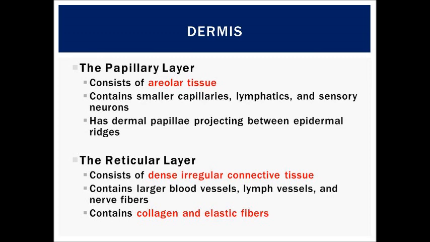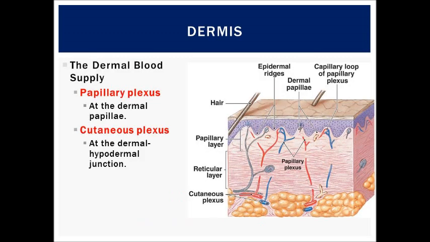For the reticular layer, it consists of dense irregular connective tissue. And everything is larger in the reticular layer, such as the blood vessels, lymph vessels, and nerve fibers, as the reticular layer is in the deep part of the dermis. Also, the reticular layer contains collagen and elastic fibers. For blood supply, the dermis has a papillary plexus at the dermal papilla and a cutaneous plexus at the dermal hypodermal junction.